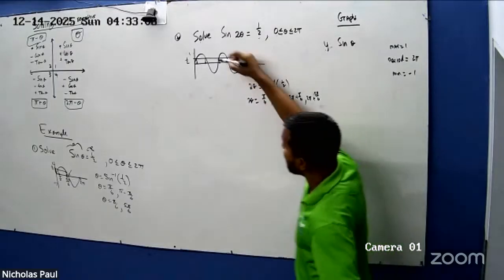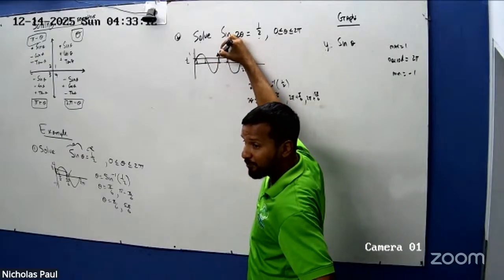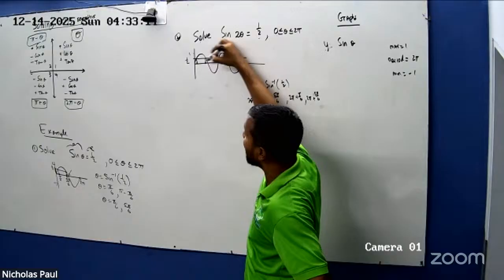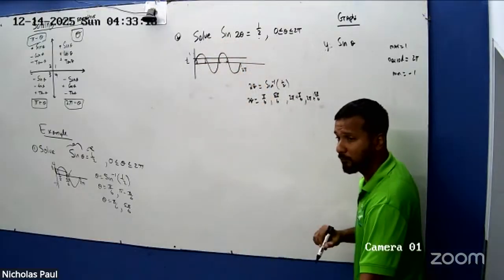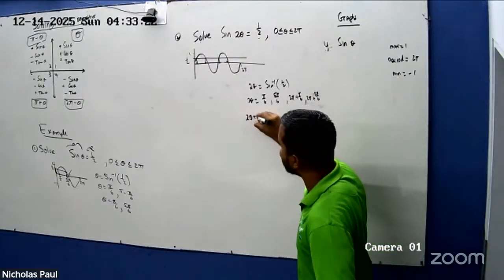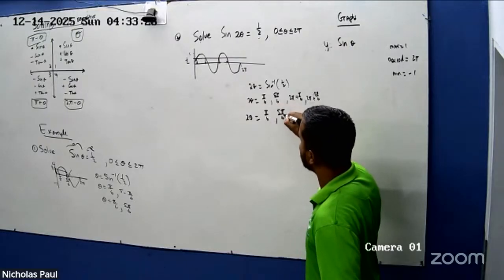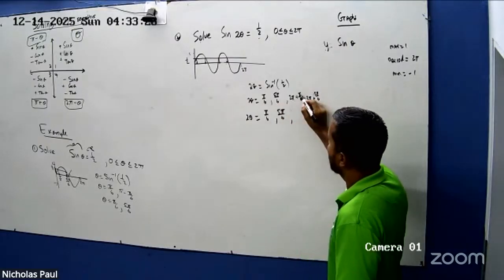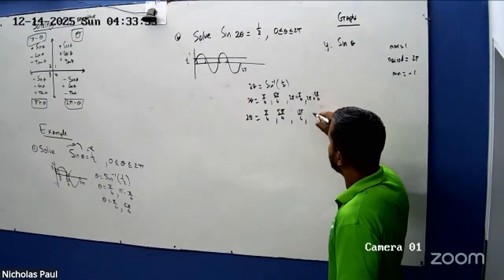Right? So if you look at this carefully, this is a whole cycle later. So that is why to get the answer here, all I have to do is add 2 pi to this. That's okay? And we will end up with 2 theta is pi on 6, 5 pi on 6, 13 pi on 6, and 17 pi on 6.